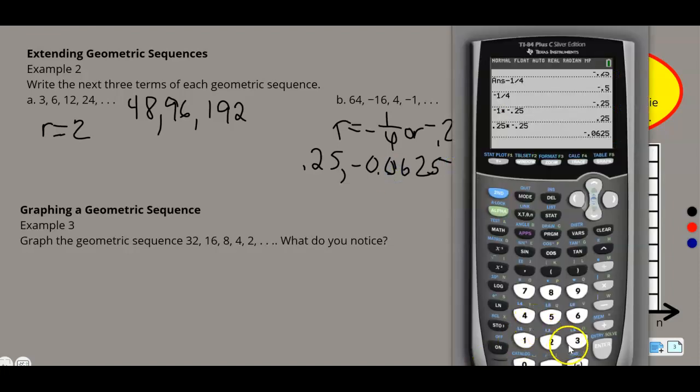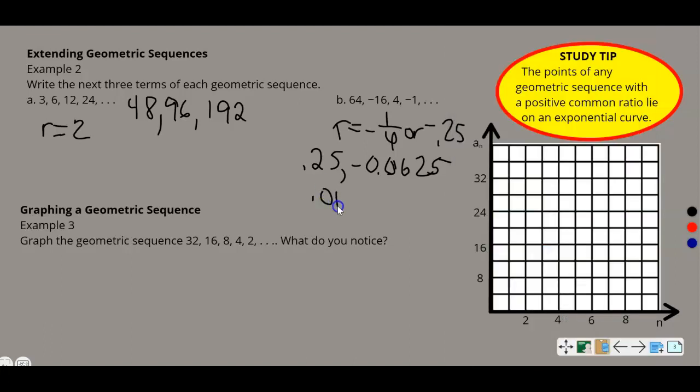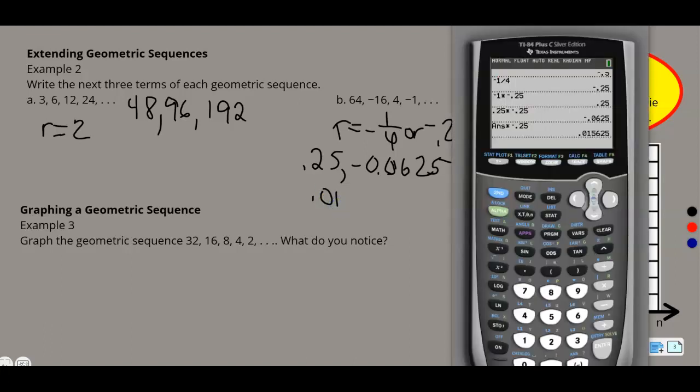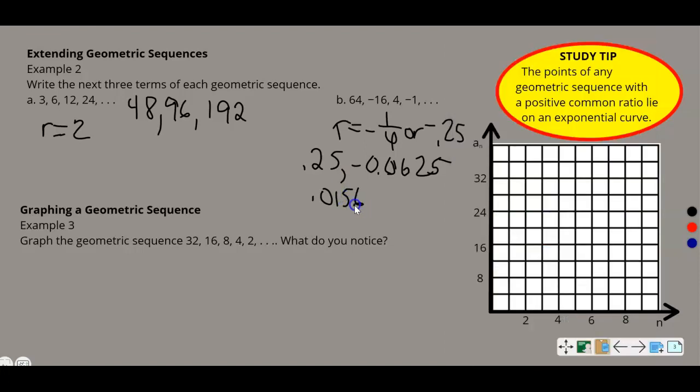And then take my answer and multiply that by negative 0.25. And that's going to be my third term, 0.015625. All right, you also could write these as a fraction if you wanted. So 0.25 is just 1/4.